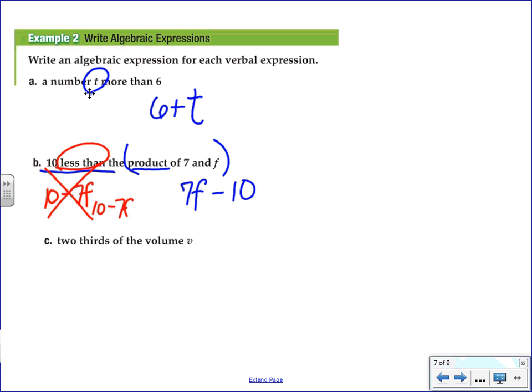All right, and the last one, 2/3 of the volume V. So here we have the volume V, and we need 2/3 of it. Well, how do we write 2/3, right? So 2/3 of V would look like this. That was easy enough. Okey-doke.